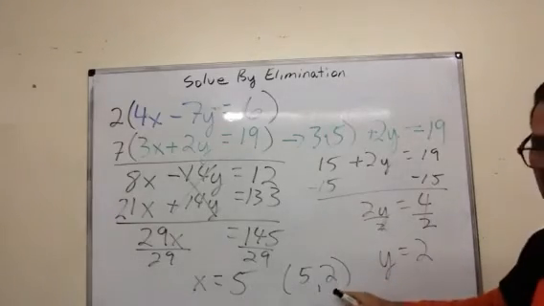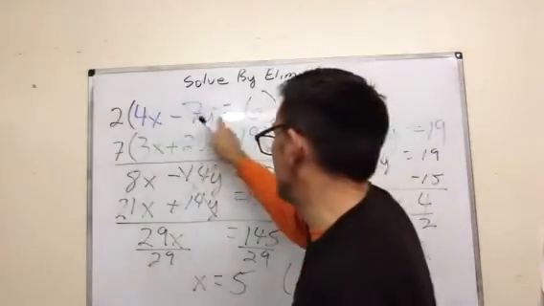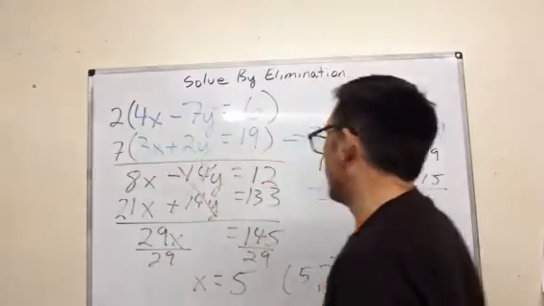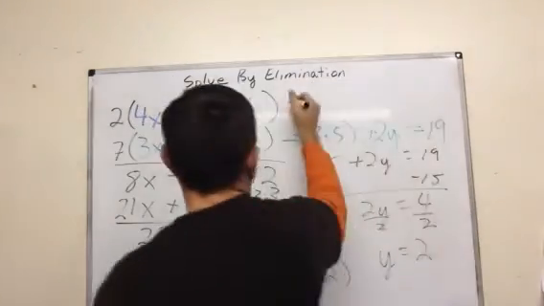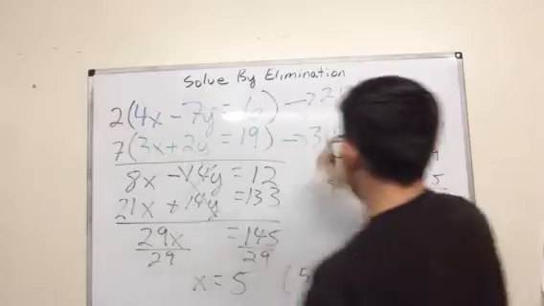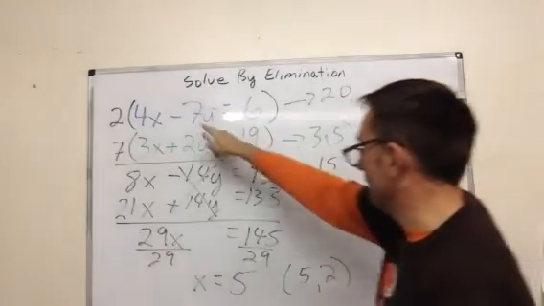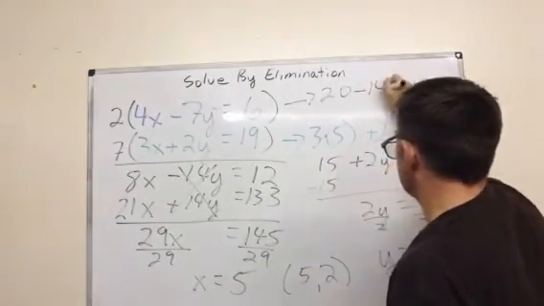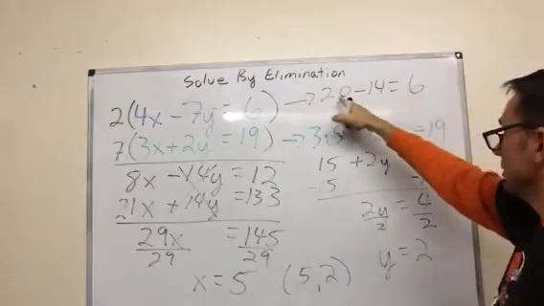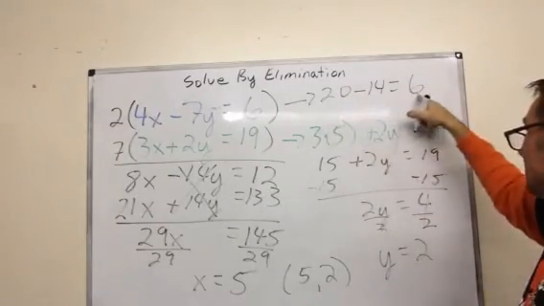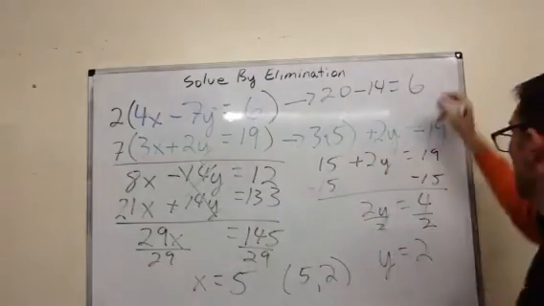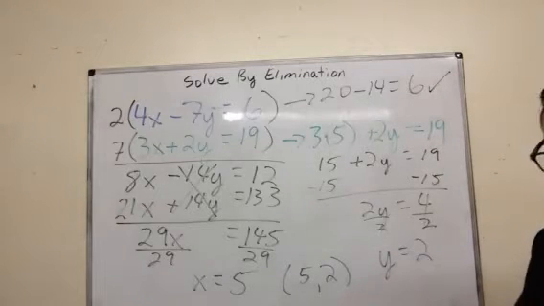So now I want to check. Fifth step: plug the 5 and 2 up here. 4 times 5 is 20. Negative 7 times 2 is negative 14. So, is 20 minus 14 equal to 6? There's my check. I just guaranteed that I got the right answer.